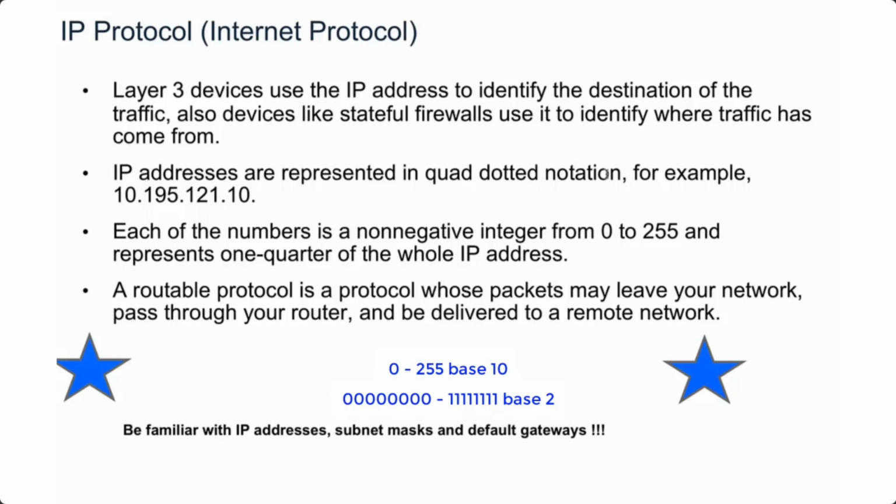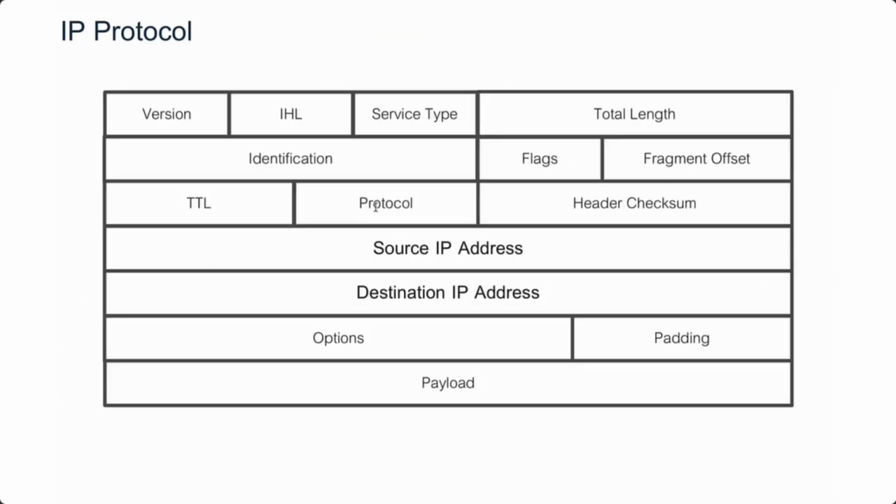In binary form, the range is expressed as 00000000 to 11111111. A routable protocol is a protocol that can be routed outside of the network it was originated in. Normally, this would be the Internet. IP is a routable protocol, but not all IP addresses are routable. For these reasons, it's very important that you're very comfortable with how IP addresses work, including the purpose of subnet masks and default gateways. So this is an example of an IP protocol header.